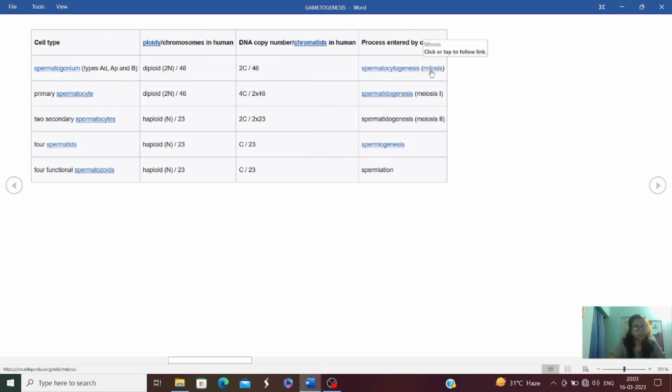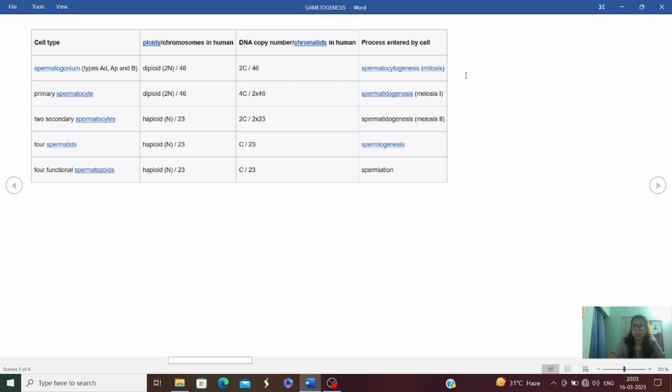Spermatocytogenesis. And the next step is when the primary spermatocyte is formed. Here also the chromosome number is 46, and it is to be noted that here the number of DNA copies is increased, that is to 4C, that is 2 into 46.